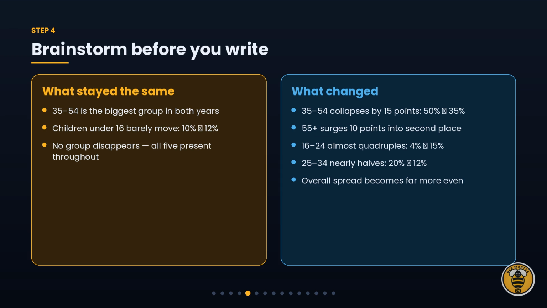Here is the brainstorm split into what stayed the same and what changed. On the warm side, 35 to 54 is the biggest group in both years. Children under 16 barely move, and no group disappears. On the cool side, 35 to 54 collapses by 15 points, 55 and over surges 10 points into second place, 16 to 24 almost quadruples, 25 to 34 nearly halves, and the overall spread becomes far more even. That last line is the one most candidates miss, and it is the strongest overview idea on the page.